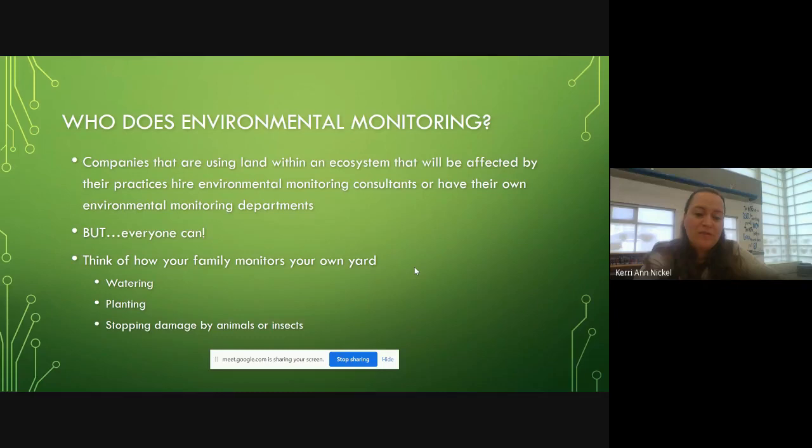You also might look for signs of damage by animals or insects, and then you might take steps to stop that. So you do monitoring at home as well. It's not just the role of consultants and monitoring departments. Every single person can do environmental monitoring for the area that they live in.